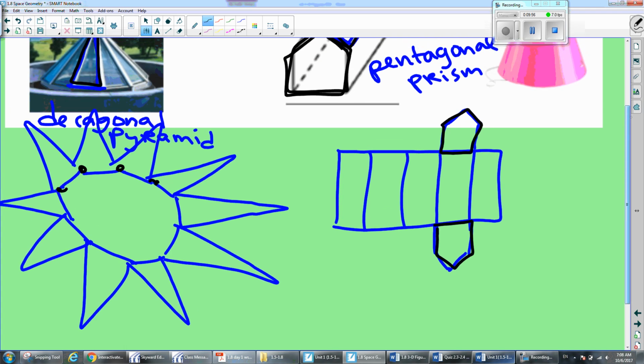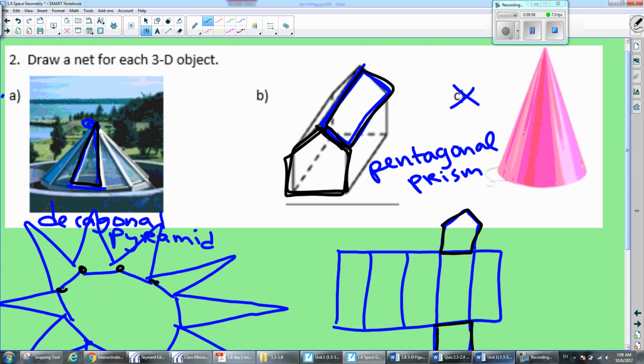And for this last one, we did in the investigation. This one's kind of tricky, but we have kind of this cone part wrapping around the base. That's a circle.